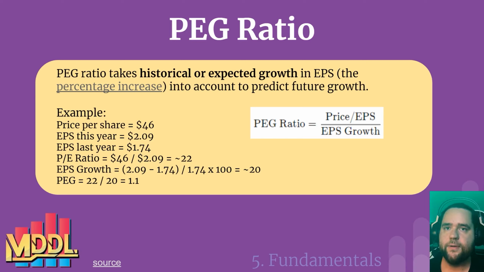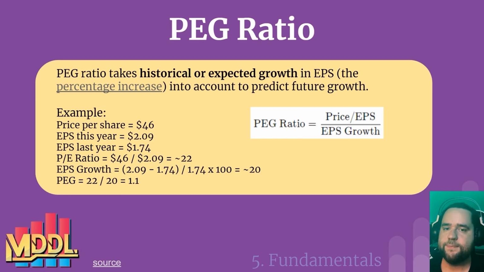Let's say your price per share is $46. EPS this year, 2.09. EPS last year, 1.74. The PE ratio can be calculated by taking the price per share and dividing by the EPS this year. And that gives us a PE ratio of 22, which is pretty reasonable.